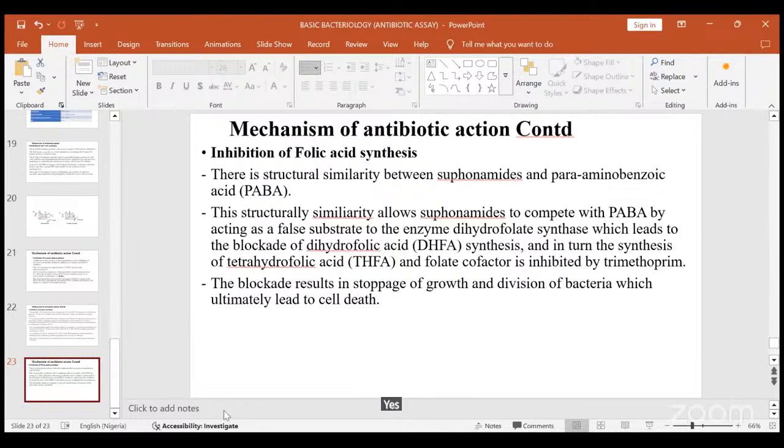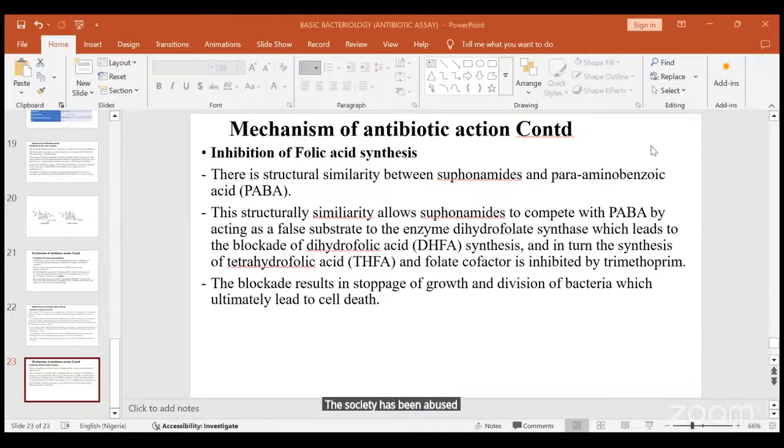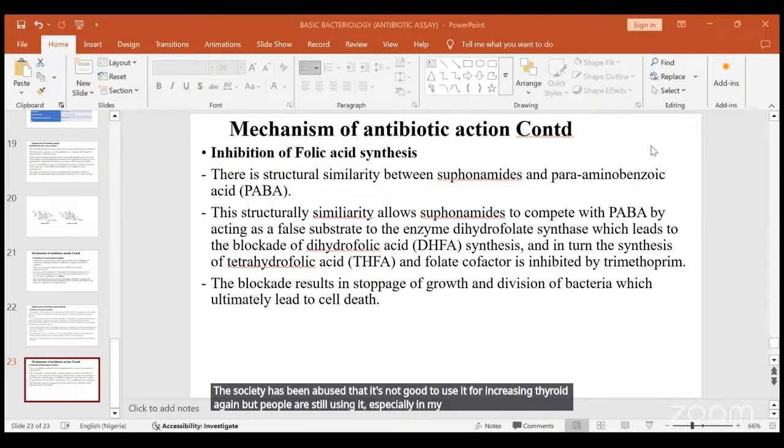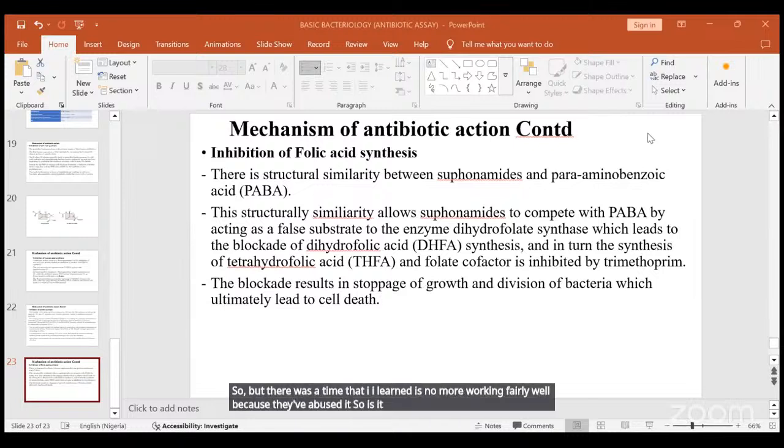Yes, sir. I want to ask a question, sir. I don't know if it is part of this lecture. Chloramphenicol as an antibiotic for treating typhoid fever. They said it has been abused, and that it is not good to use it for treating typhoid again. But people are still using it, especially in my area. If anybody does a Widal test and it's positive, they say, go and get chloramphenicol. But I learned that it is no longer working very well because they've abused it. So is it still good to use it as an antibiotic for treating typhoid fever?